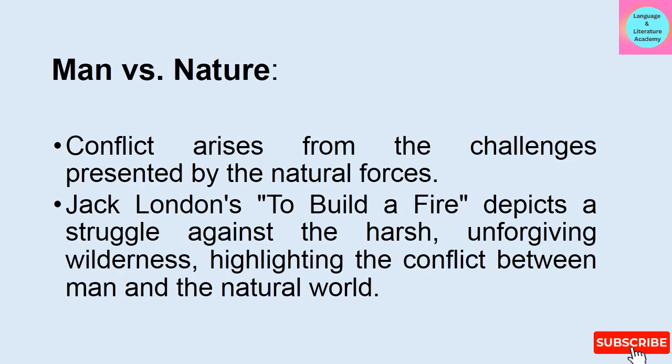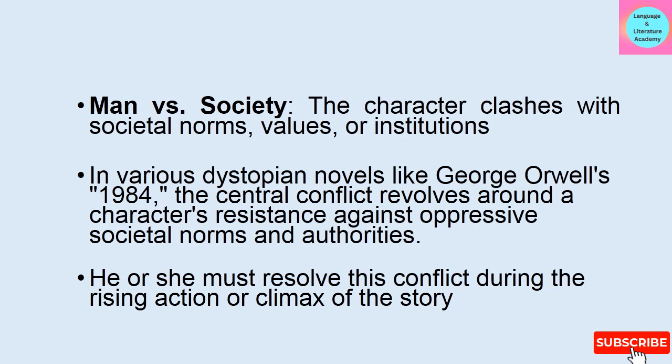The second type of external conflict is called man versus nature. This type of conflict arises from the challenges presented by the natural forces. Jack London's To Build a Fire depicts a struggle against the harsh, unforgiving wilderness, highlighting the conflict between man and the natural world. The third type of external conflict is called man versus society.